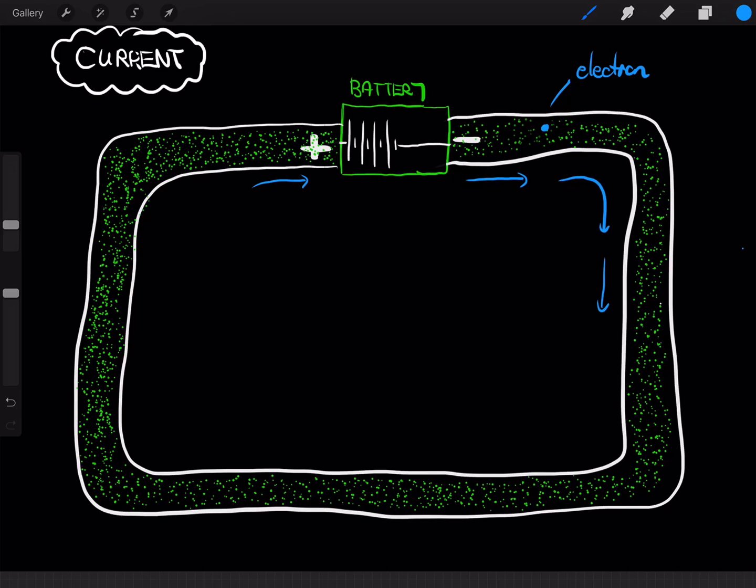Now, one of the things we actually want to discover or talk about is how we measure current. And current is measured in a unit called the amp. So current is measured in amperes. And we basically call that amps for short. So what is an amp? All right, in order to do that, we need to talk about something else called a coulomb.